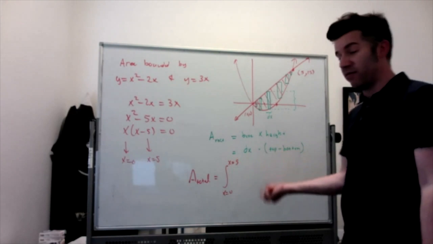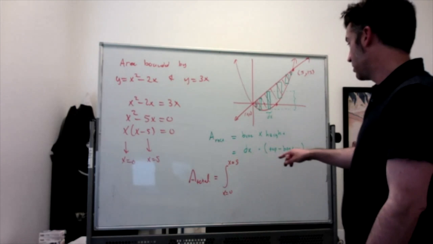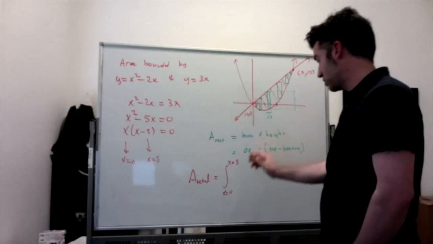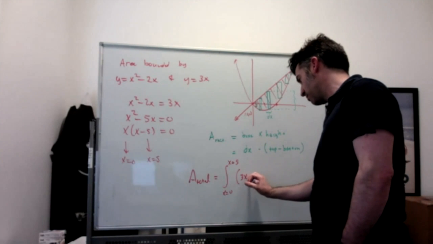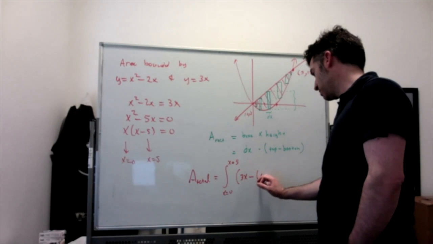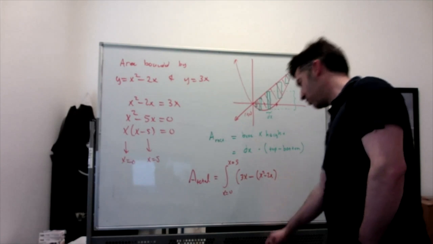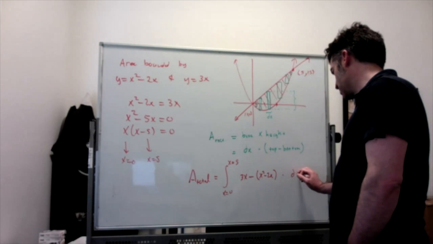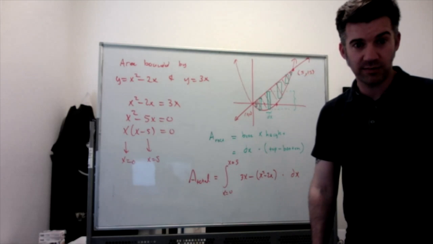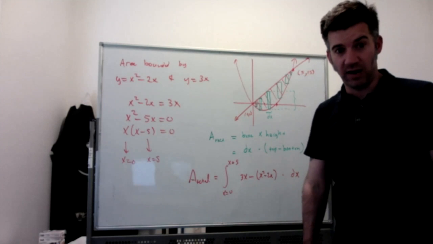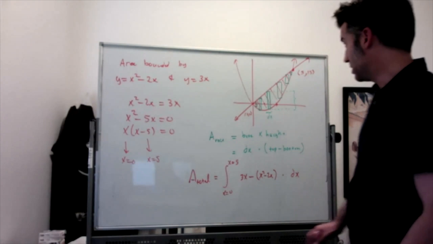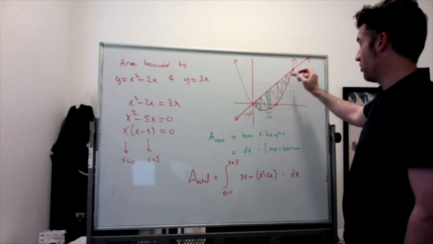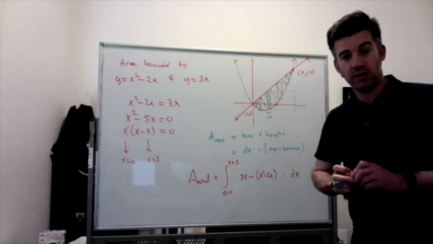And again, the area of each individual rectangle is the height times the base. So it's the top function minus the bottom function, which is 3x minus x squared minus 2x. You don't really need the parentheses there. Times the base, which is dx. That's how we find the area of this particular region. It's the integral of the top function minus the bottom function from their left point of intersection to their right point of intersection.